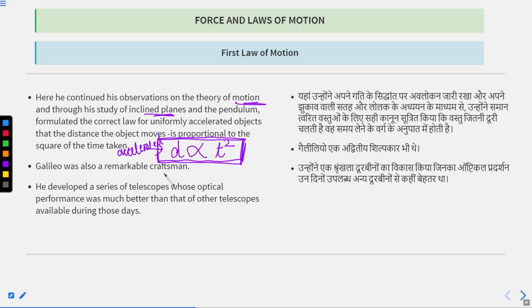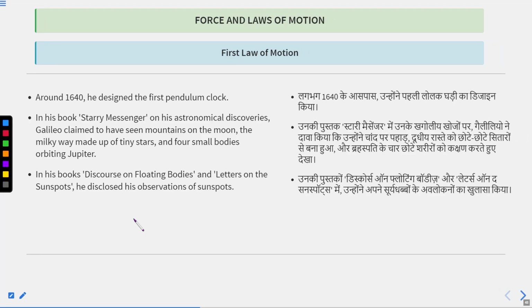Galileo was also a remarkable craftsman. He developed a series of telescopes whose optical performance was much better than the other telescopes available during those days. So Galileo actually developed the telescope. Around 1640, he designed the first pendulum clock.